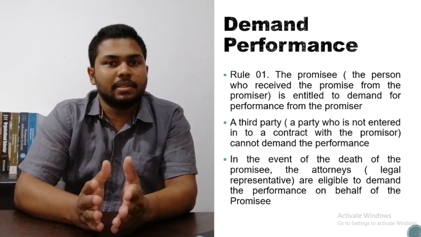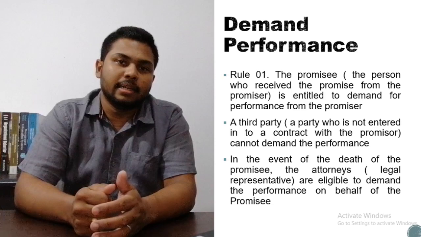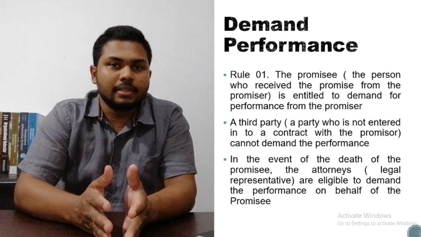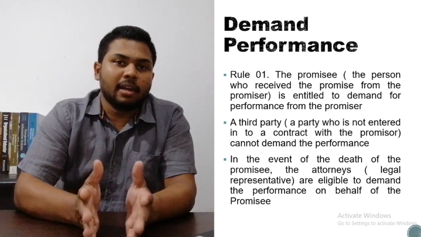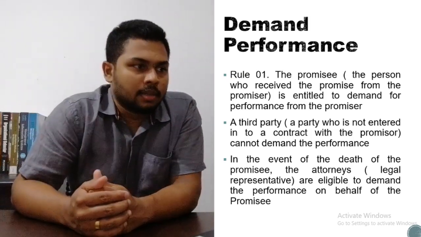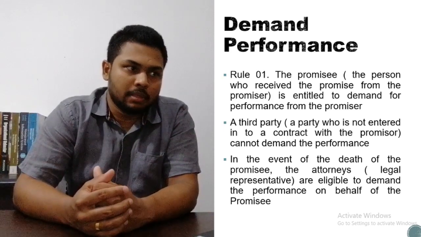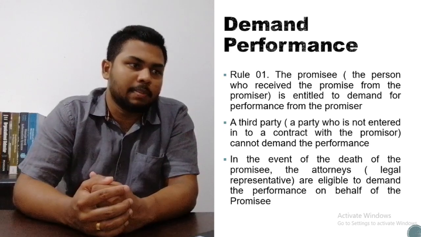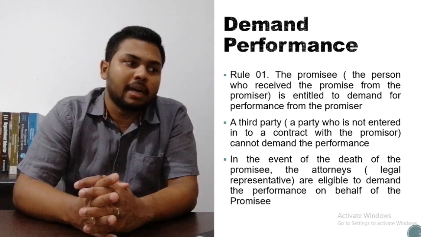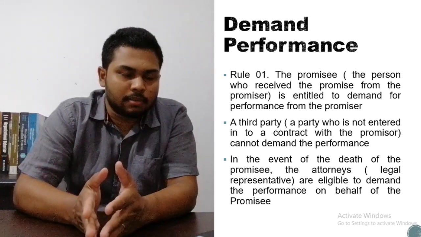Whatever the activity agreed by the promisor to the promisee has to be performed by the promisor itself. Otherwise, the promisee can demand the promisor to perform them. Rule 1: the person who received the promise from the particular promisor is entitled to demand performance from the promisor. That is there in legal rule.